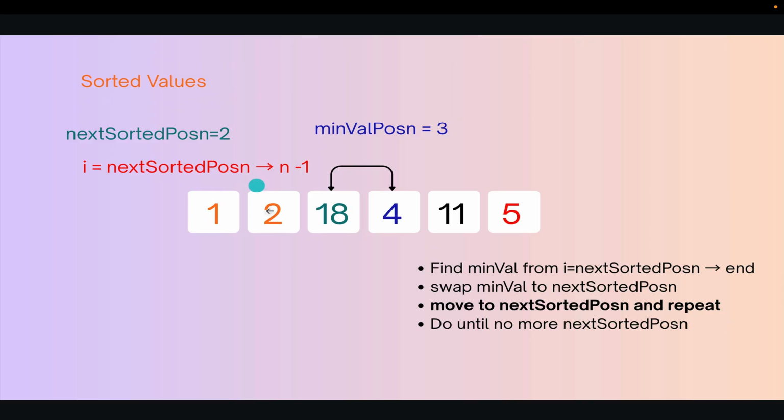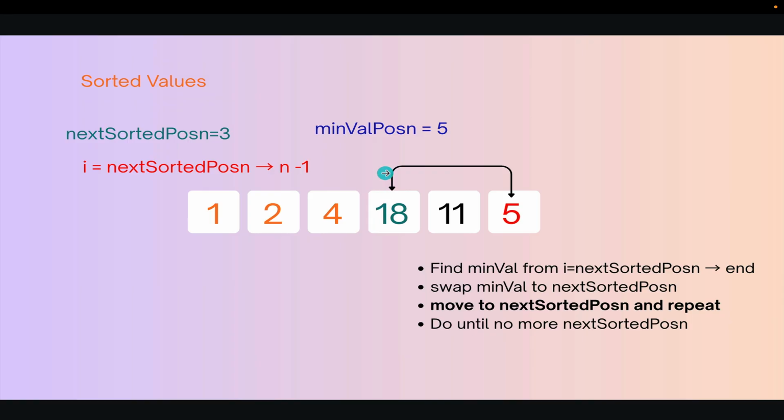Now, same thing, you'll see we have two sorted positions. The next sorted position moved to the next index, index being 2. I will now go from 2 all the way to the end of the array. And when we do that, we'll end up finding that the new minimum value in this portion of the array is found at position 3. So that swap will now occur. And again, we have a sorted array.